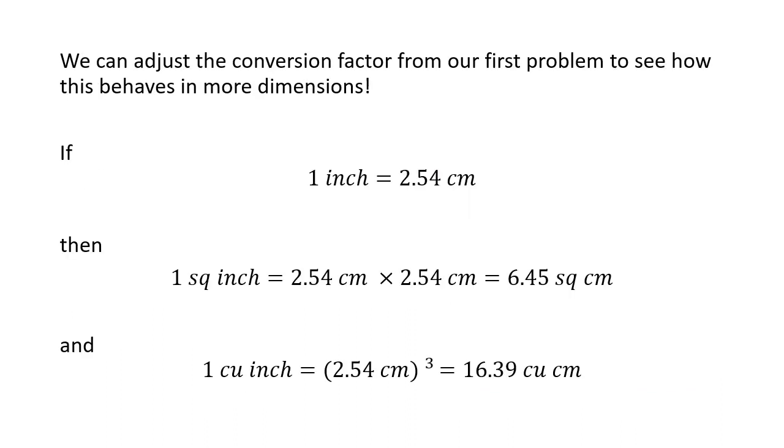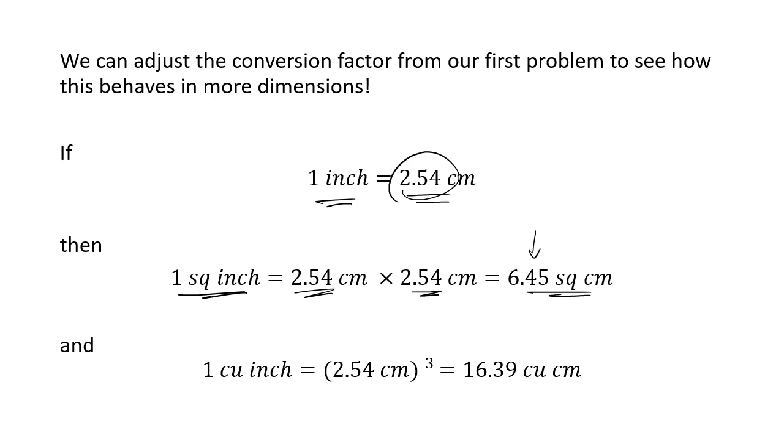Well, if we look at the first problem that we talked about, we were given that 1 inch was 2.54 centimeters. So then if I wanted to do a problem involving square inches and square centimeters, then reasonably that 2.54 is going to change, and it does. As I go into square inches and square centimeters, this 2.54 gets squared and becomes 6.45.